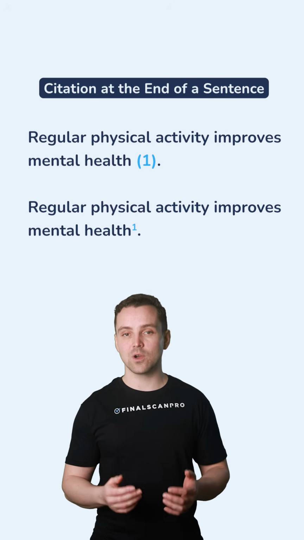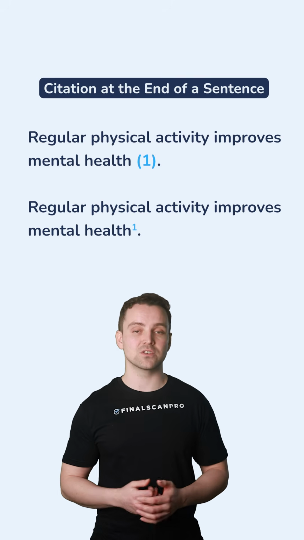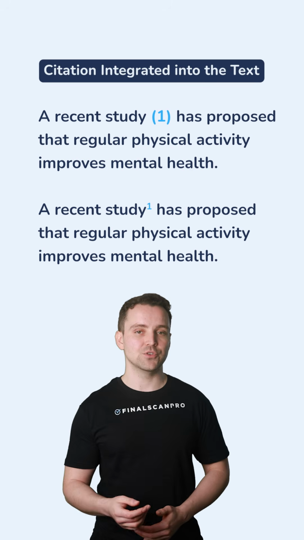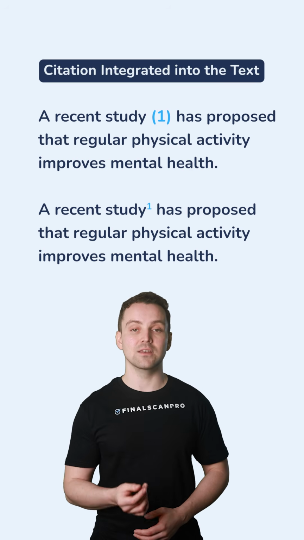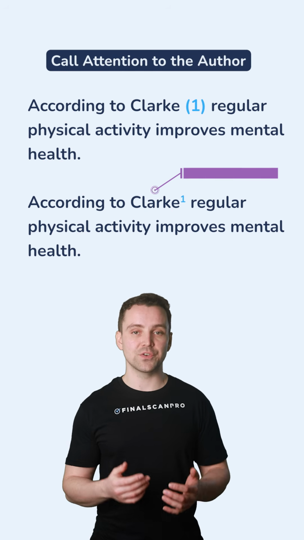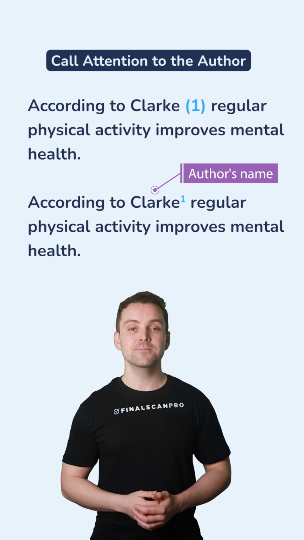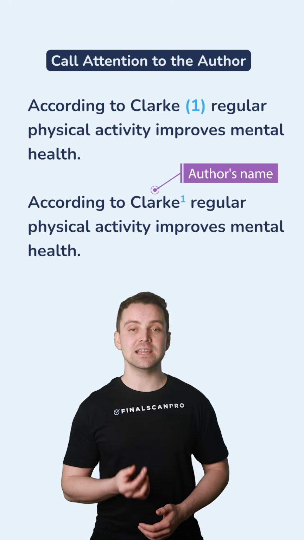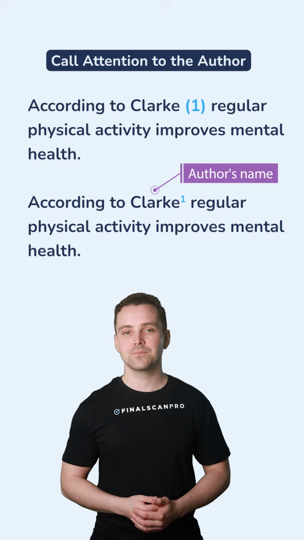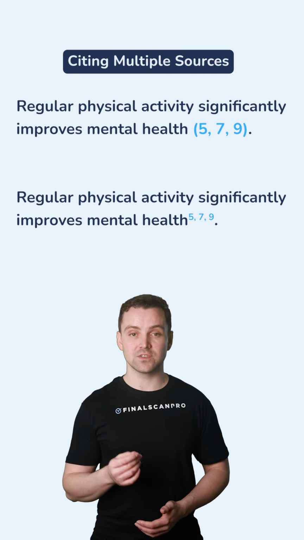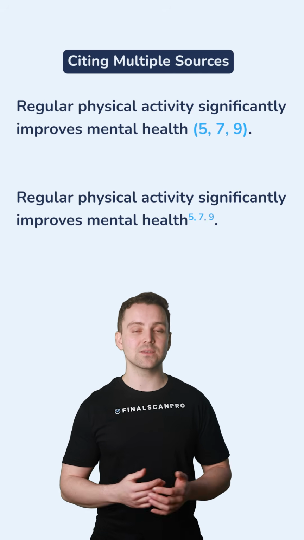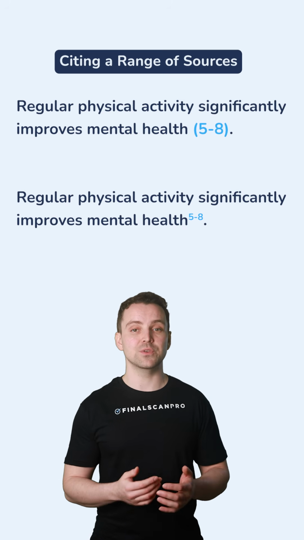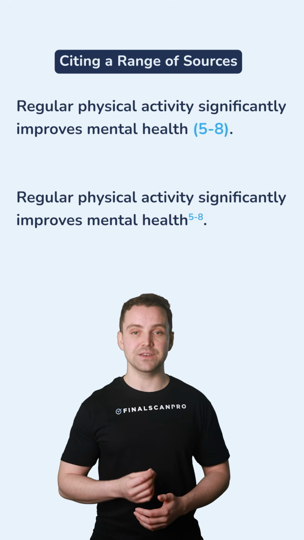The simplest and most common way to cite a source in Vancouver style is to place the citation at the end of the sentence. Another option is to integrate the citation number into the text. If you want to draw attention to the author, you could say, according to Clark, number 1, regular physical activity improves mental health. If you want to cite multiple sources at the same point in the text, separate the citation numbers with commas. If the sources form a continuous range, you can use a hyphen instead.